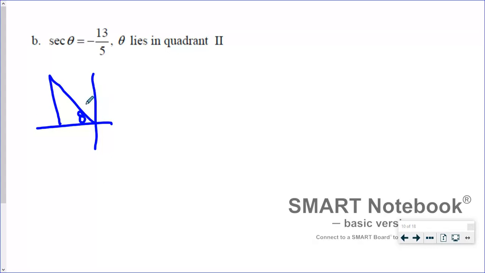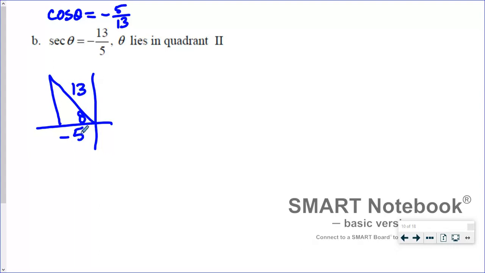Thank you. All right, now secant isn't part of our SOHCAHTOA, but cosine, its reciprocal buddy, is. So we can just flip this as negative 5 over 13. All right, cosine is adjacent over hypotenuse. The hypotenuse is never negative. Sorry, it's adjacent. So this will be negative 5 over 13.